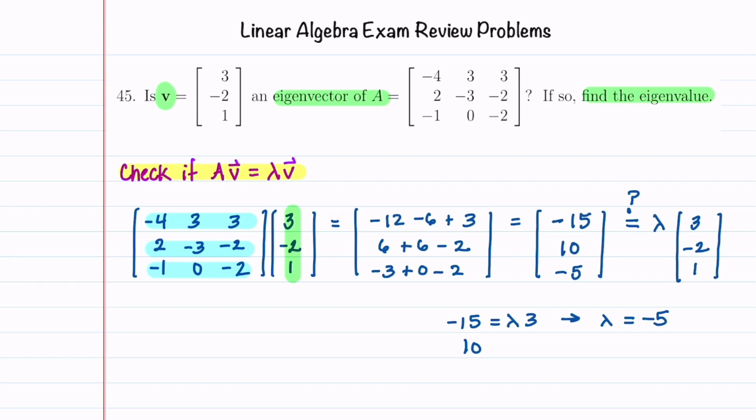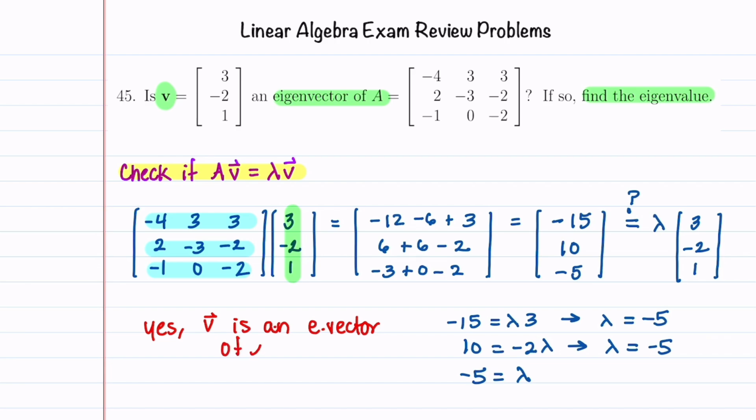And then we have a 10 is equal to minus 2 lambda. And that again is going to be true if lambda is minus 5. And then lastly, we have a minus 5 is equal to lambda. And that's the same thing. Lambda is equal to minus 5. So this tells us that the answer to our question is yes, v is an eigenvector of our matrix A, and we can say that our eigenvalue lambda is equal to minus 5.